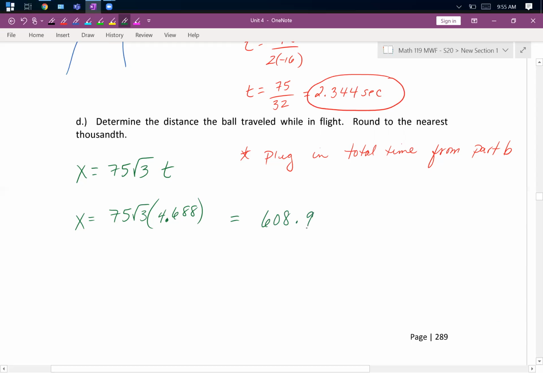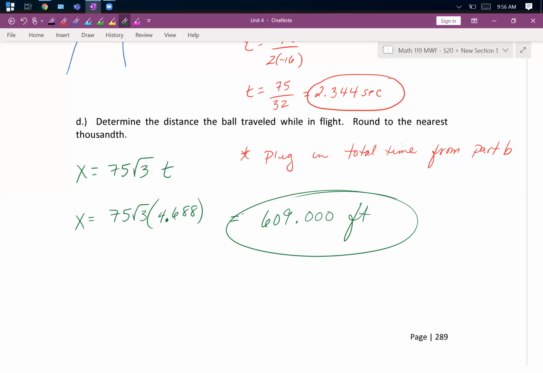We're going to the nearest thousandth? Yeah, because it's 608.989. I mean, yeah, I guess it would just be that. So we got to put 3 zeros there. Yeah, so we're rounding up to 609. And our unit is feet. And remember, if you ever hear them talk about golf, they talk in yards. So 600 feet is not the same as 600 yards. That is not amazing.